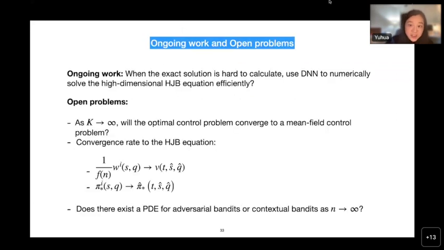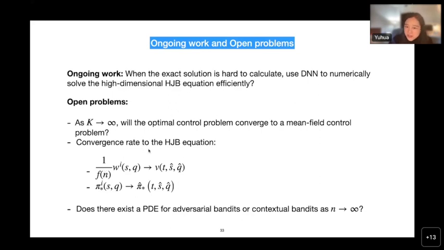And here are just some ongoing work and open problems. I want to mention a little bit about these open problems. For example, when the number of arms k goes to infinity, can we derive a mean field control problem? Currently, if you cannot solve this HJB equation exactly, you need to solve it numerically. Then when k is large, the computation cost is still pretty large. So is there any better way, when k is very, very large, that we go to a mean field limit, then we will probably have some better algorithm from the mean field limit point of view.